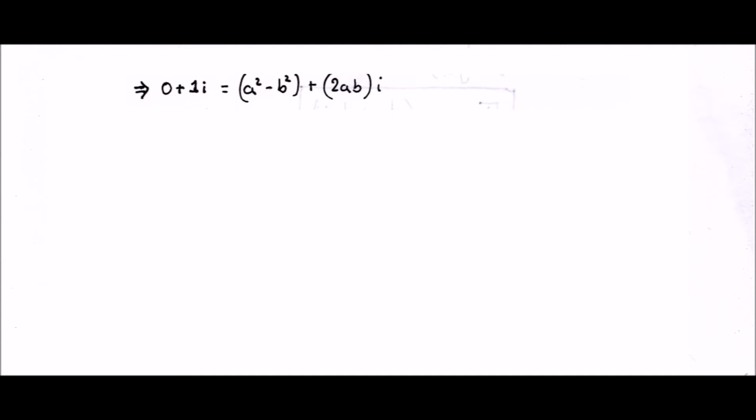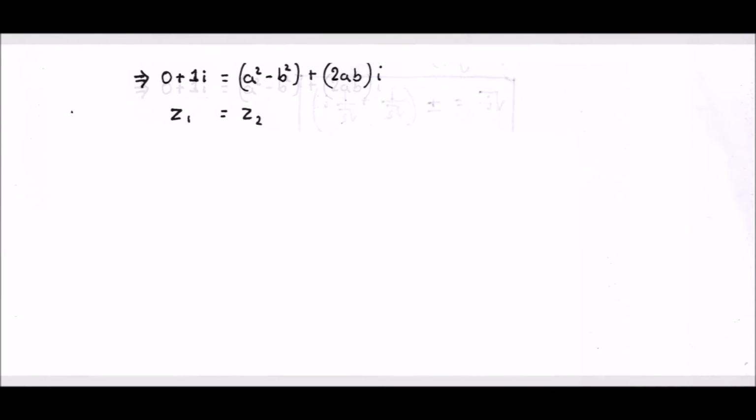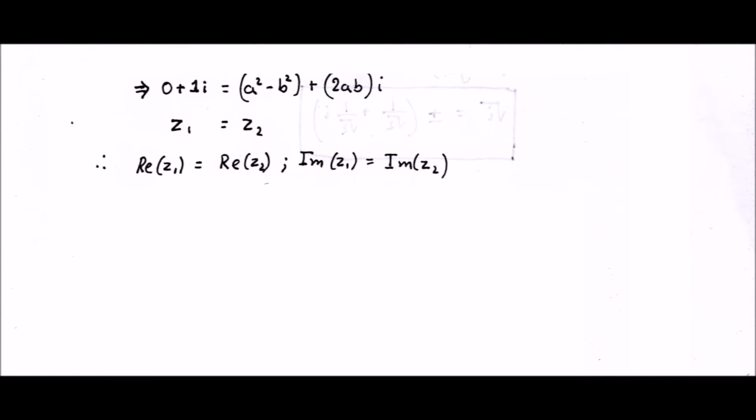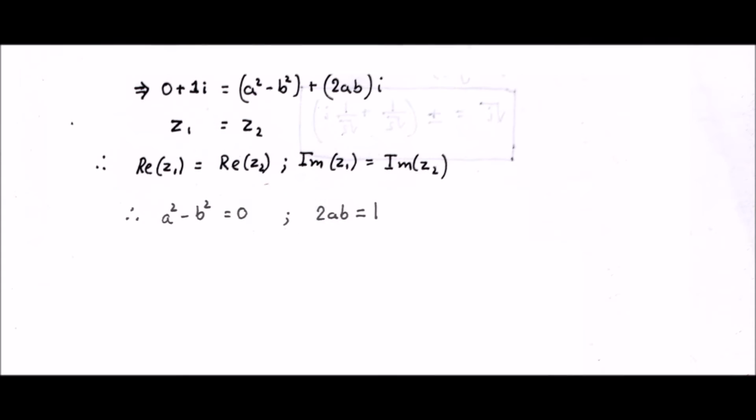So let this i be the complex number z1 and the right hand side be a complex number z2. So we can say that z1 = z2. Therefore we can see that the real part of z1 equals the real part of z2, and the imaginary part of z1 equals the imaginary part of z2. So we get the two equations, a² - b² = 0 and 2ab = 1.